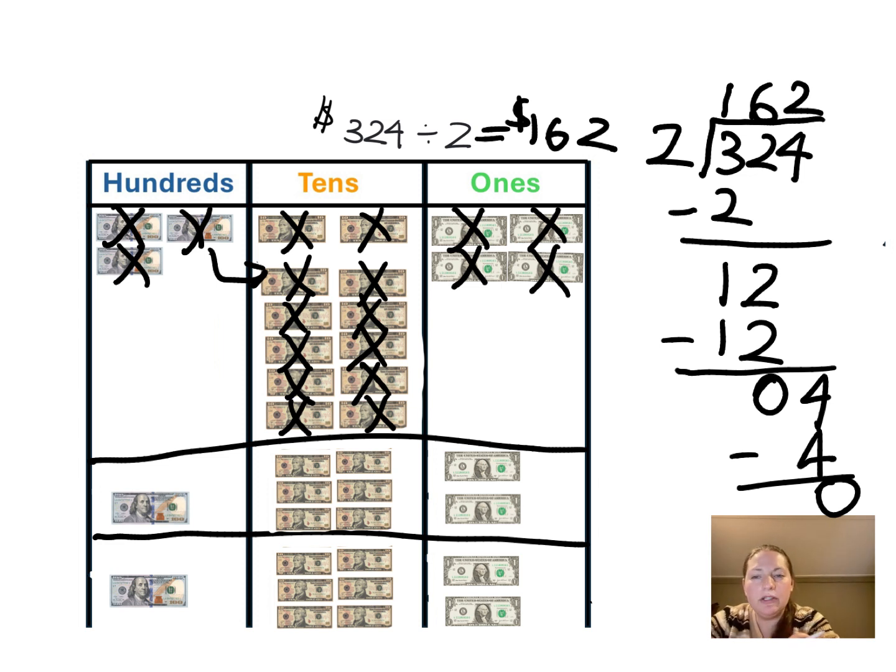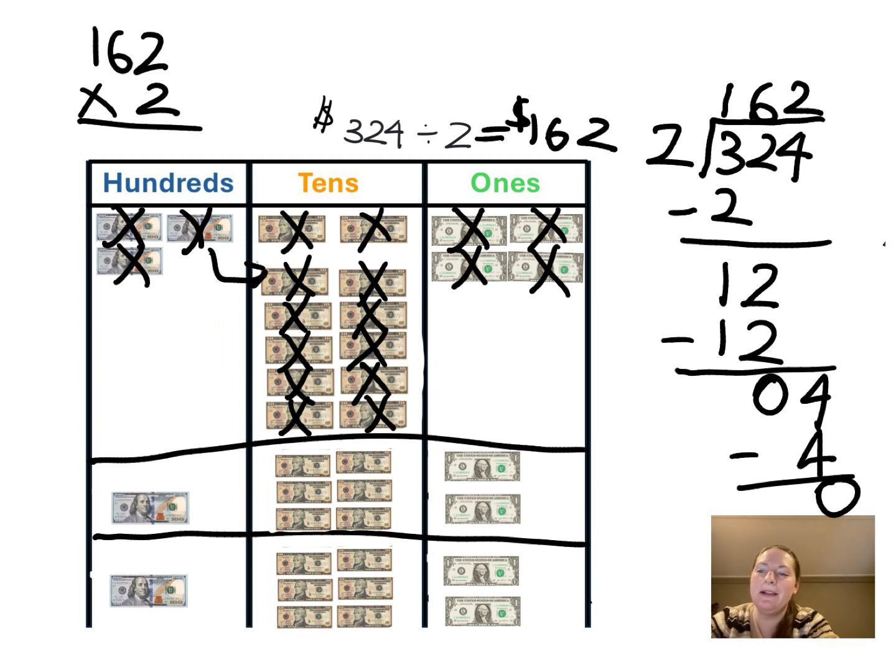But what do we do if we want to double check our work? What's a multiplication sentence that we can use to double check our work? What do you think? 162 times 2. Very good. So what we're going to do is we take our quotient that we got and we multiply it by our divisor. And that should give us our original dividend, the original whole, if we did the problem correctly. So can anyone do that problem for me? What's 162 times 2?